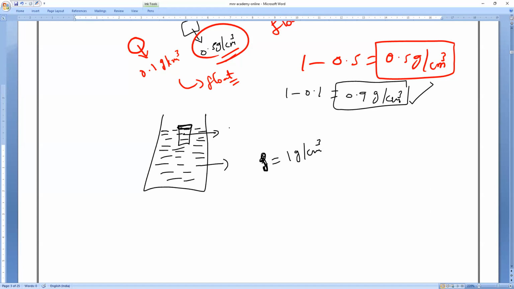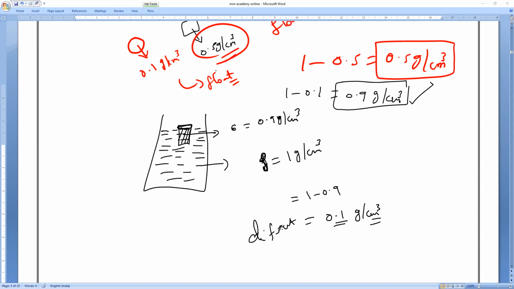Maybe the density of the object is 0.9 gram per cubic centimeter. So what is the difference, everybody? 1 minus 0.9 equals what, guys? Please respond. 0.1 gram per cubic centimeter. This is the difference. That is why you can say most of the object is inside the liquid.